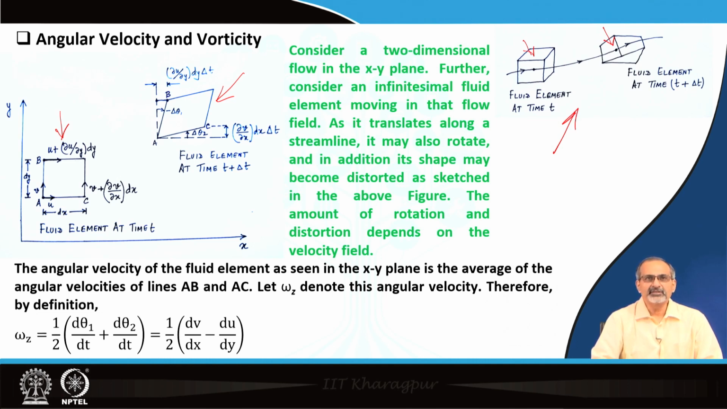Now, the angular velocity of the fluid element, as we see in the xy plane, is the average of the angular velocities of the lines AB and AC. Let omega z denote this angular velocity. We can show that omega z will be defined in terms of the time rate of change of those two angles theta 1 and theta 2, and from the geometry of the problem and the kinematics we can show that it is equal to half of (dv/dx minus du/dy), typically written as partial derivatives.